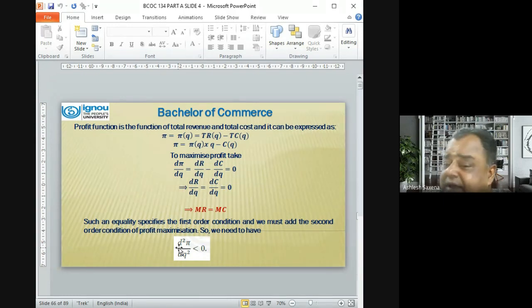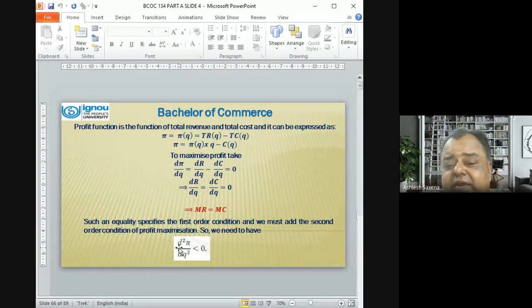To maximize the profit, we have to differentiate it. When we differentiate it, d pi upon dq will be equal to dr upon dq minus dc upon dq, and we will equate it to 0. That means dr upon dq will be equal to dc upon dq, which is the case of marginal revenue equal to marginal cost.